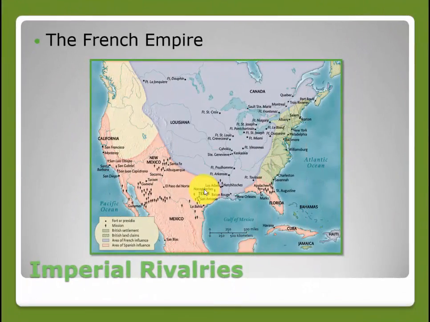Let's take a look at the French Empire, the area in purple. The French were a far greater threat to British power in North America. During the 18th century, the 1700s, the French population and economy of Canada expanded, while French traders pushed south from the Great Lakes and north from Mobile and New Orleans.